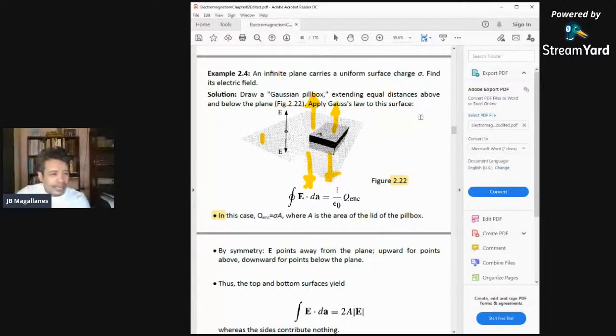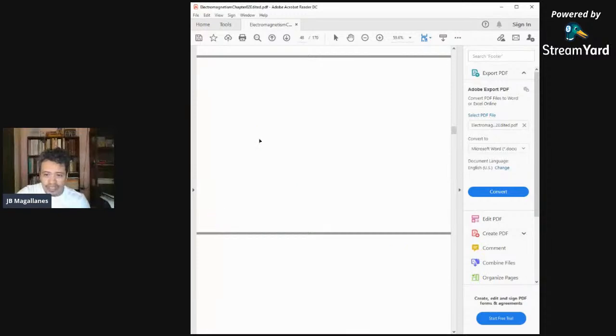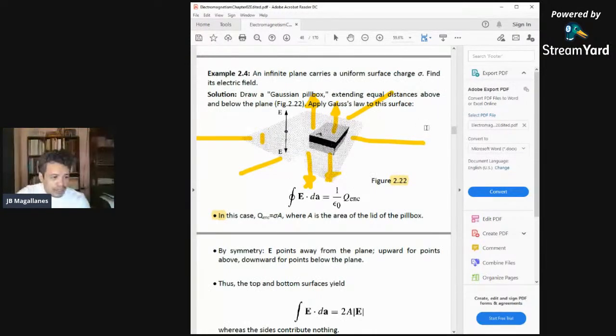Remember that this surface charge distribution is infinite. It extends to infinity, going there and there and here. Meaning that wherever you go in the plane, the field will always be in the direction upward if you walk on the plane. And if you're below the plane, the field will always be going downward. So the direction of the dA, which is the directional area or the direction of the patch of area, is zero with respect to the angle of the field, because they're always parallel.